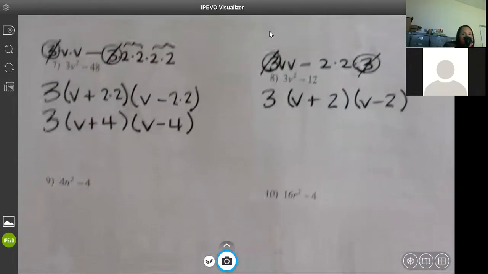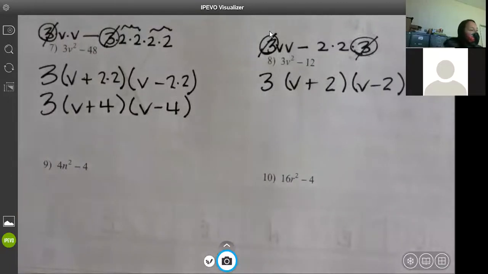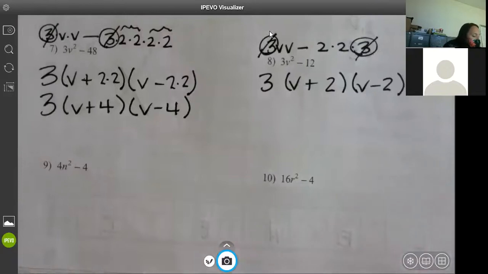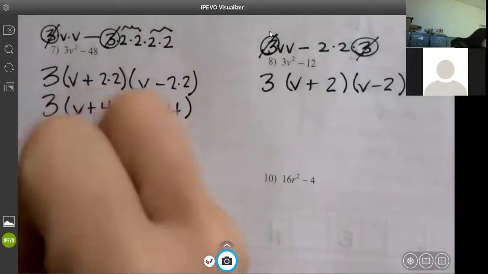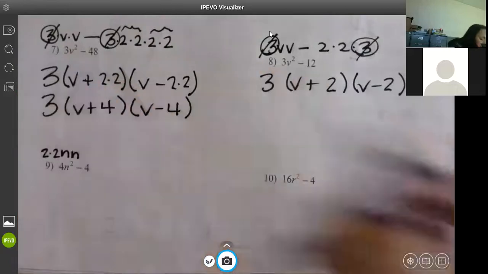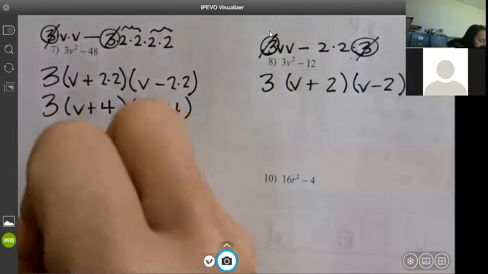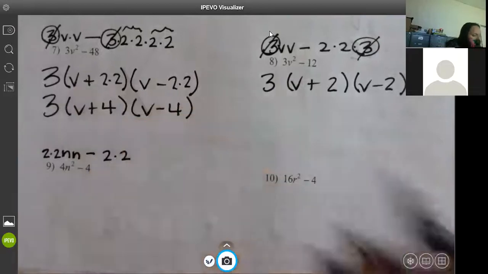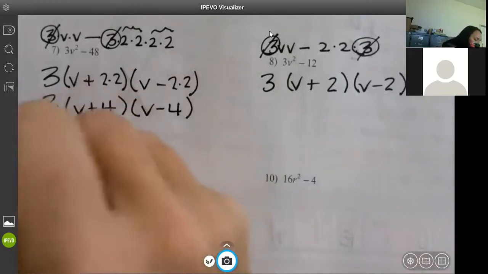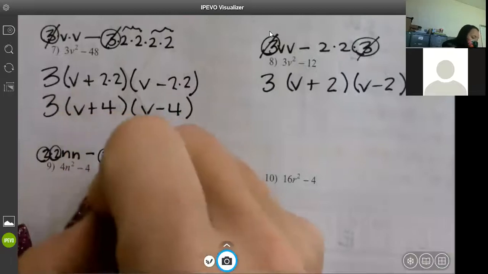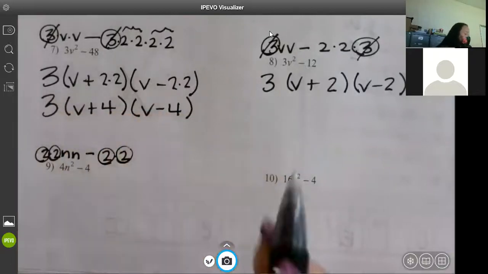Look at number 9. If we break this down, 4 is 2 and 2, n. Minus 2 times 2. What do they have in common? How many of them? They have 2 2's in common or a 4 in common.